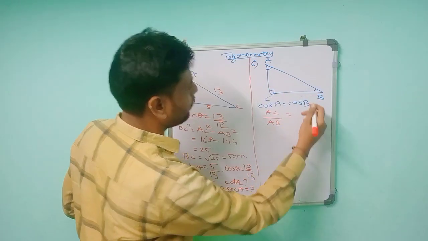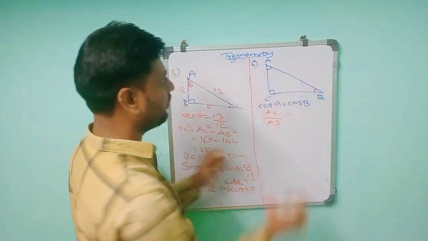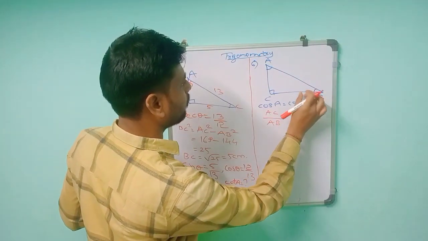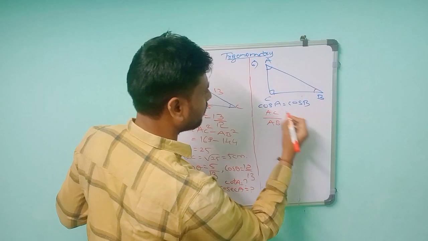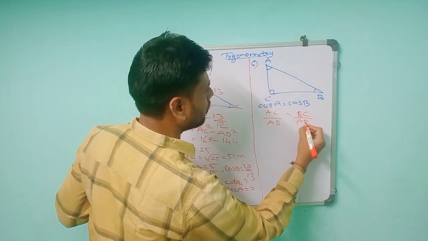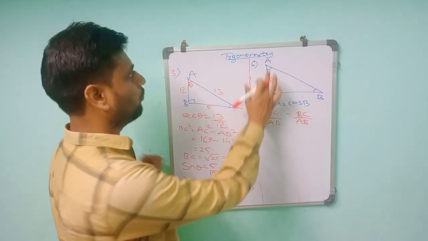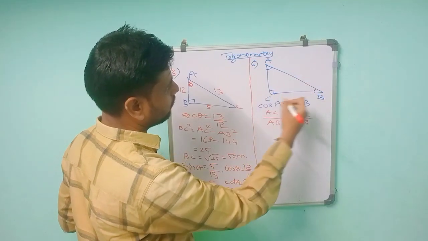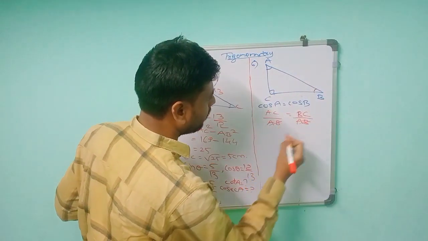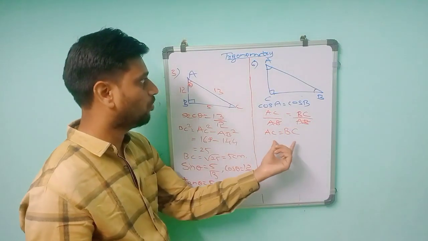Like that, cos B they have given. Cos B means this angle. For angle A it is different and for angle B it will be different. Cos means adjacent by hypotenuse. Adjacent is BC divided by hypotenuse AB. For cos A, it is AC by AB. So AB is on both sides, you can cancel it directly. So AC is equal to BC. So what we got? AC is equal to BC.